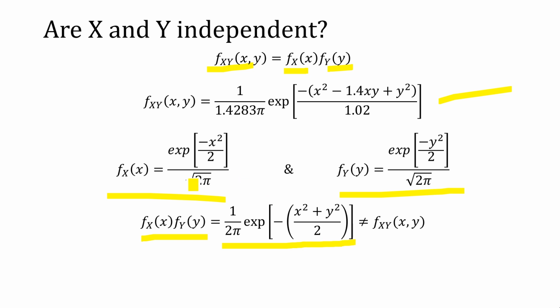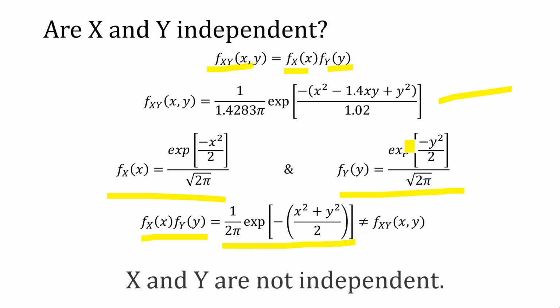1 by square root of 2 pi into 1 by square root of 2 pi is 1 by 2 pi. So if these two are multiplied, this will be the result, but it is not equal to the given PDF. So we can say that x and y are not independent. They are dependent on each other.